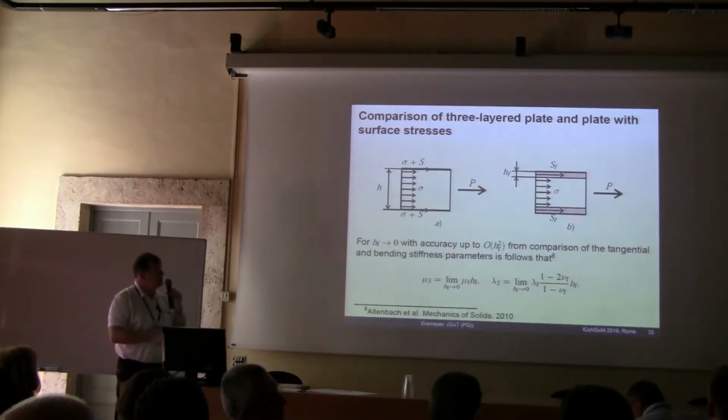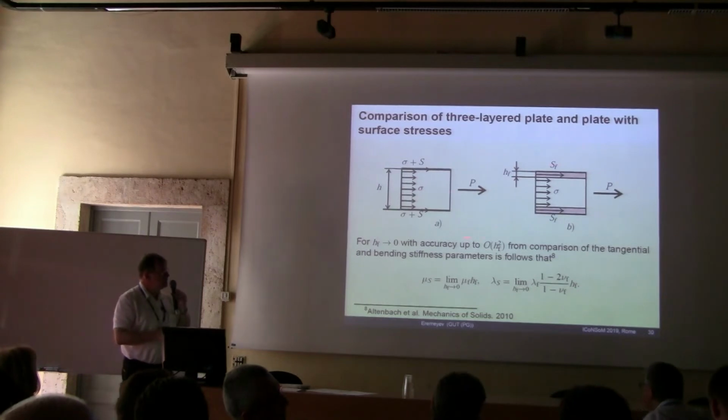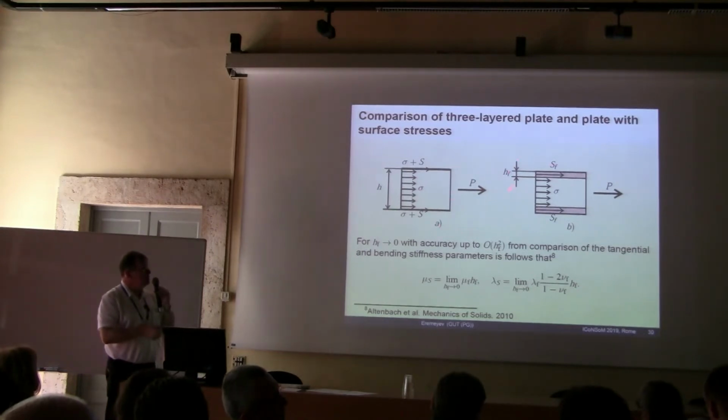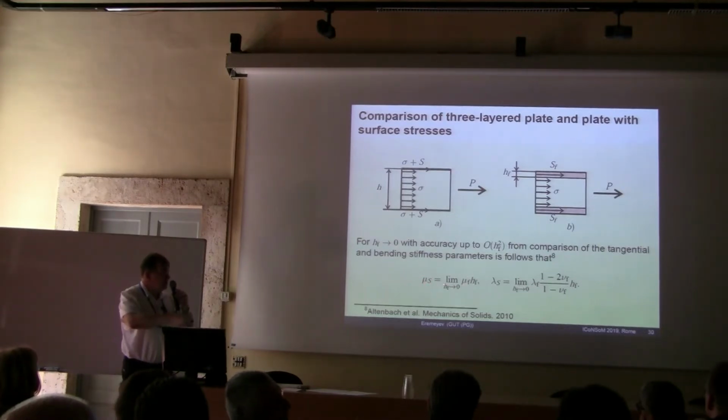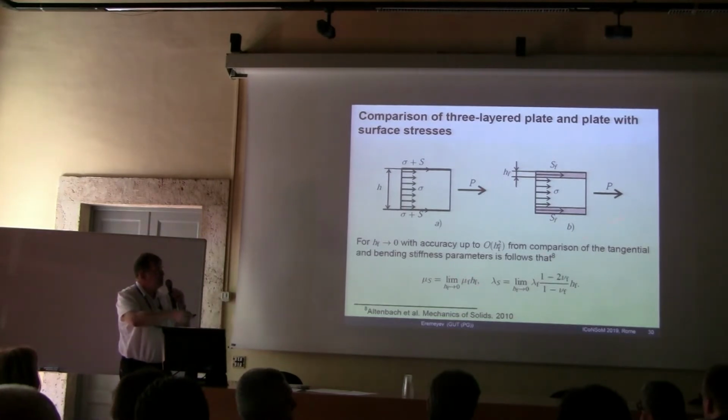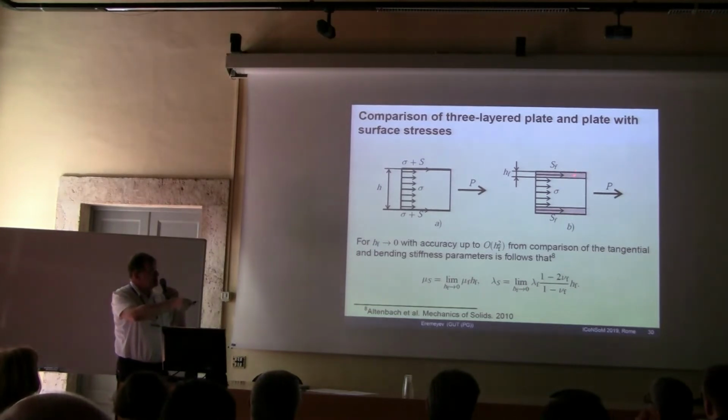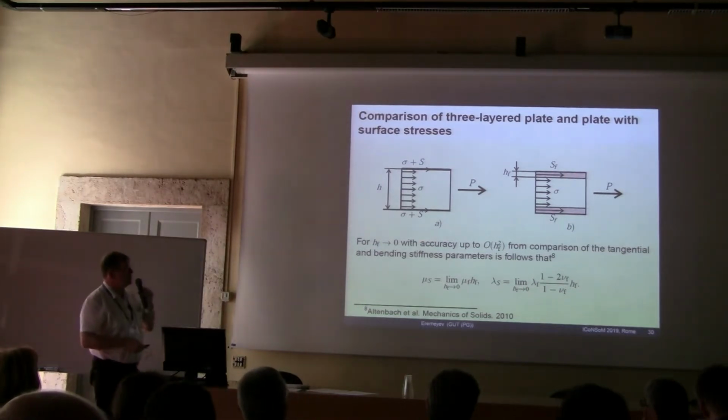There are some theoretical estimations for these parameters which look like this. If you consider a three-layered plate, and consider bending or tension of it, you have a relation between, for example, the shear modulus within the Gurtin-Murdoch theory and the limit of this factor, where mu f is just the shear modulus of this thin surface layer.